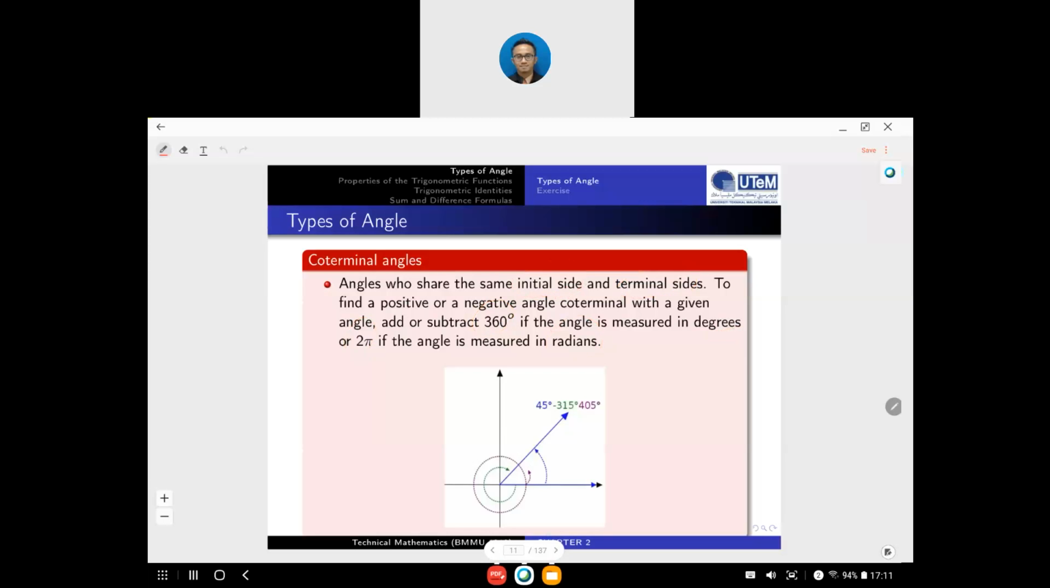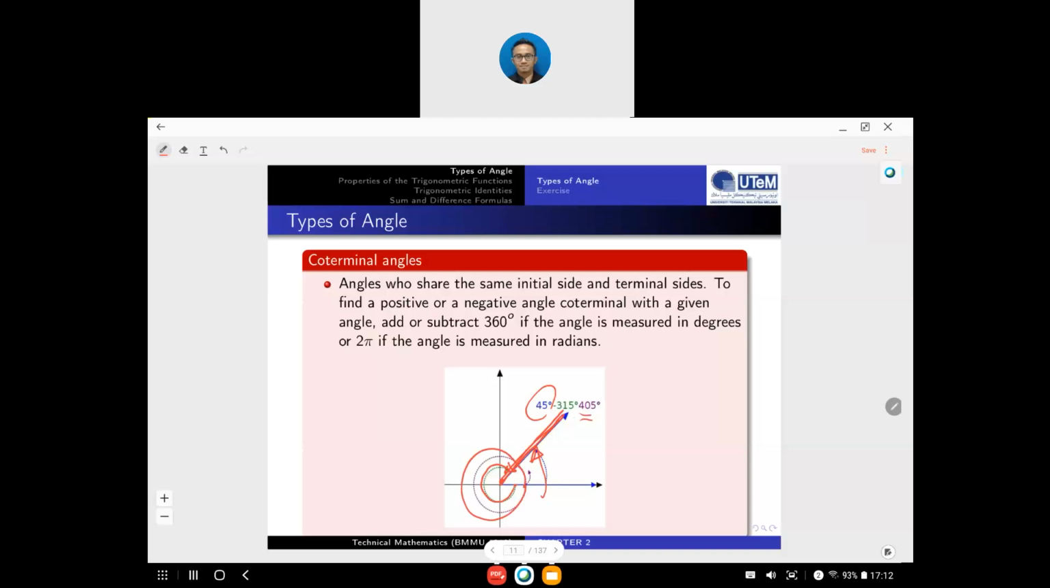For example, kalau awak tengok gambar rajah ni, when you have this angle, 45 degrees, it is coterminal with negative 315 degrees, the green one ni. Awak start daripada sini, pusing satu ni, so dia akan stop dekat garis yang sama with 45 degrees. And also the same thing if 405 degrees. So awak buat 405, dia pusing satu pusingan.